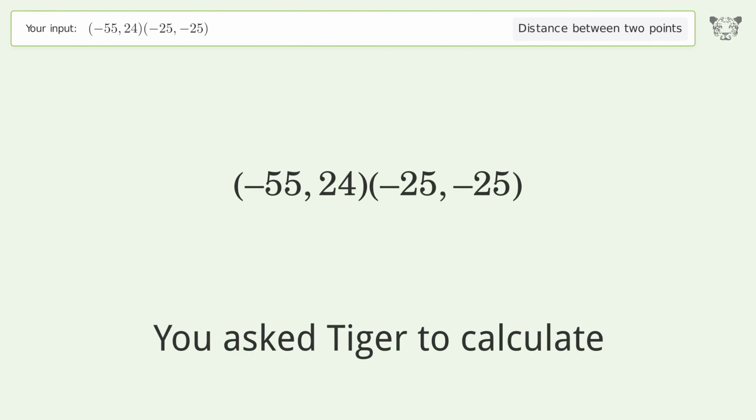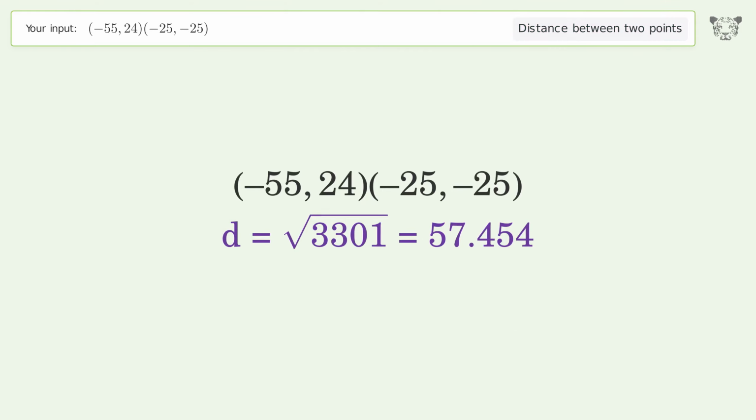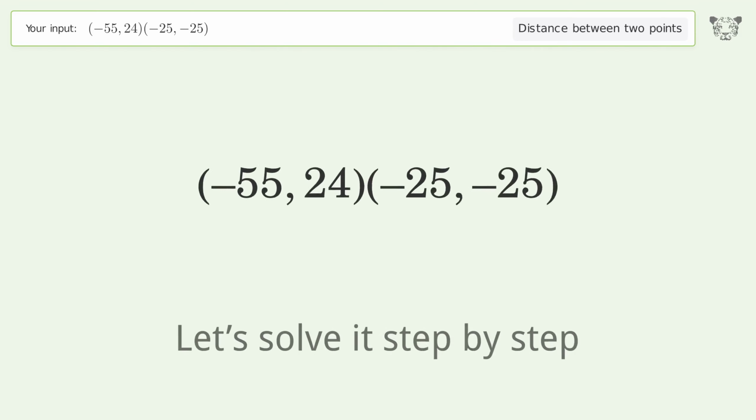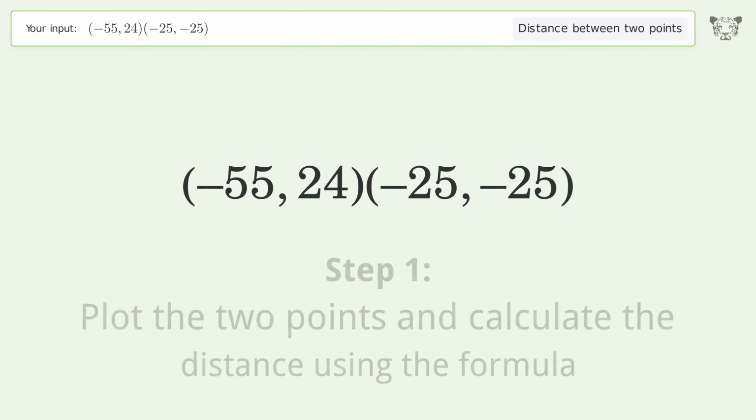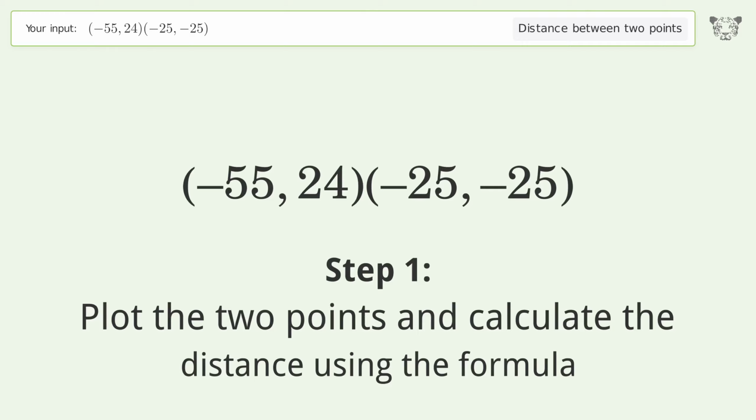You ask Tiger to calculate. This deals with the distance between 2 points. The distance between the 2 points is the square root of 3,301, or 57.454. Let's solve it step by step. Plot the 2 points and calculate the distance using the formula.